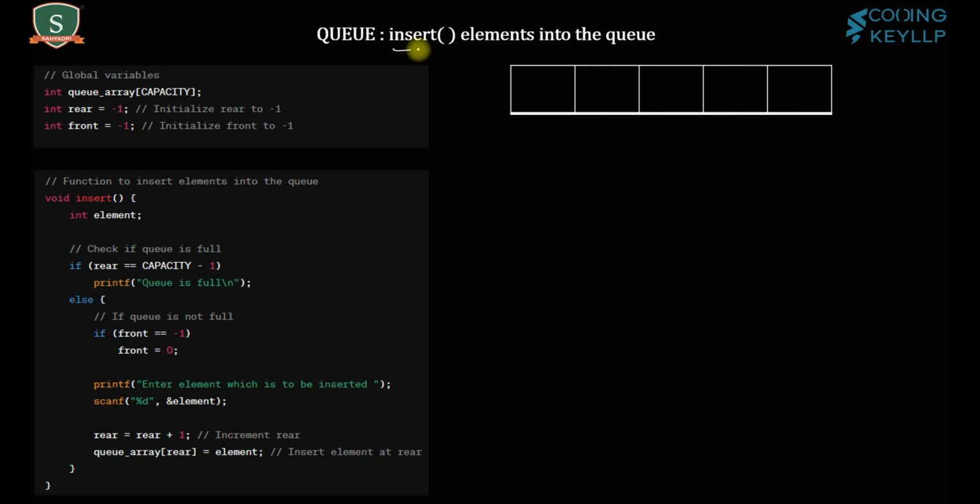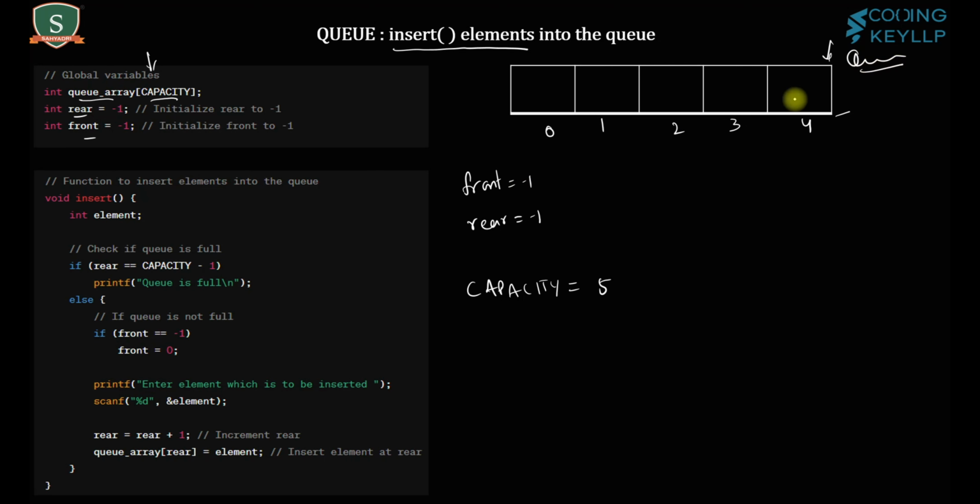Let us implement code for inserting elements in the queue. Now, let us understand what these global variables are. First, queue array. So queue array indicates the array. Capacity is nothing but the total size of the array. Here the index numbers are 1, 2, 3, 4. So the size of the array and the value of the capacity is 5. And rear is equal to -1, front is equal to -1. So we are taking two variables, front and rear, that help us to insert and delete, or enqueue or dequeue, the elements from the array. Of course, we are utilizing this array in the form of queue.